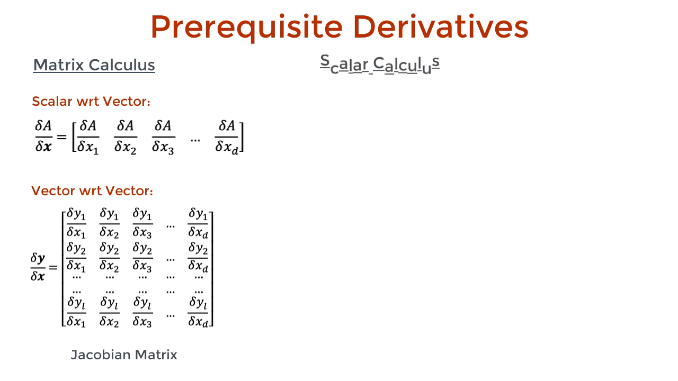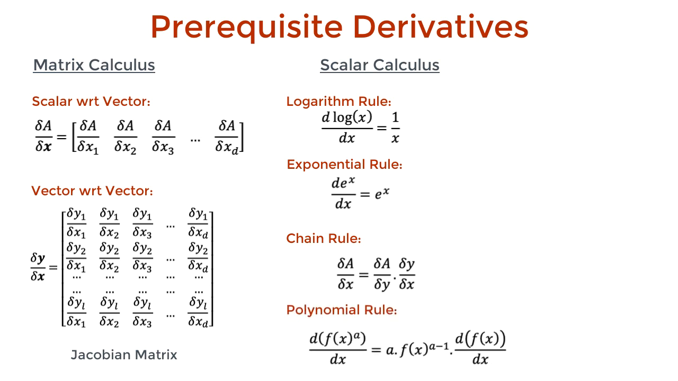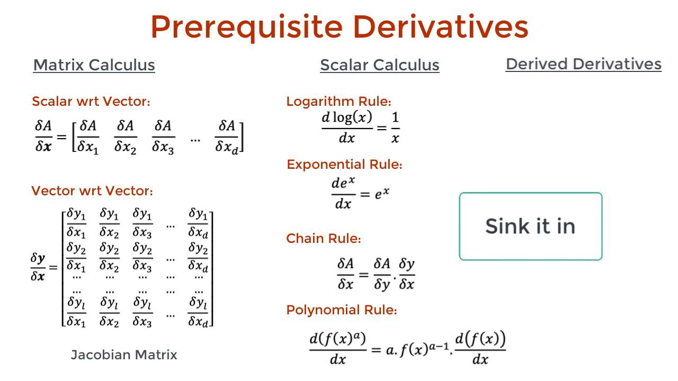But aside from this, we also require some basic rules of derivatives. The logarithm rule, which states that the derivative of a logarithm of variable is the variable's reciprocal. In the exponential rule, we have the derivative of e to the power x with respect to x remains the same, that is e to the power of x. And we have the chain rule, which is used in deriving composite functions. And then we have the generalization of a polynomial differentiation. So we have 2 rules for matrix calculus and 4 rules for basic differentiation. But apart from these rules, I'll also be deriving some useful derivatives that we use in gradient descent.